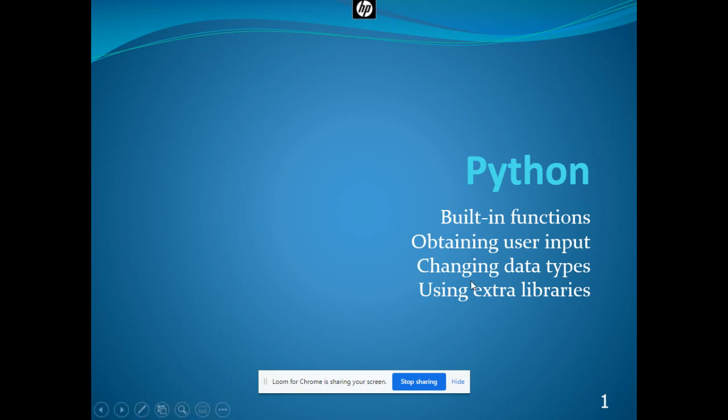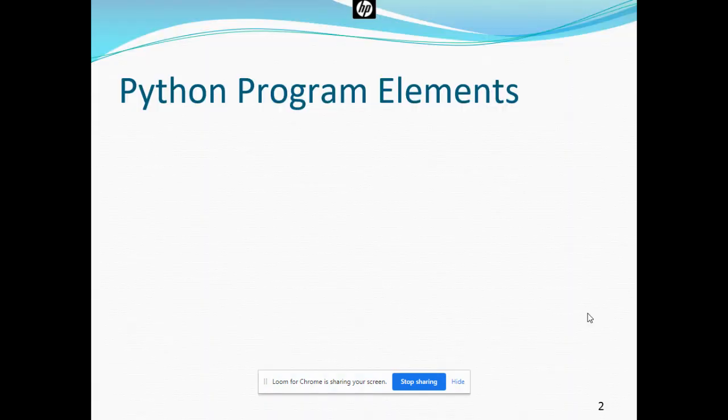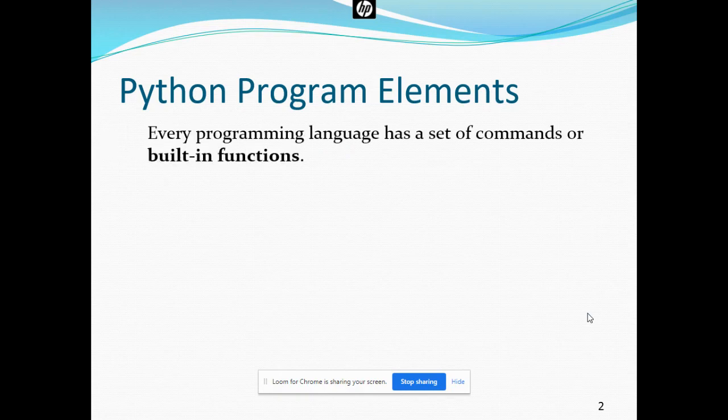Hello, guys. So we're going to go through the next assignment, which is going to be Lab 2. And Lab 2 is going to be talking about built-in functions, obtaining user information from an input, types of data, and then there's also talk about other built-in libraries. Okay, so let's get into it.